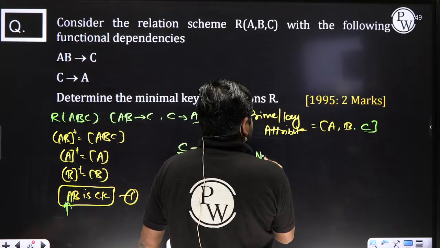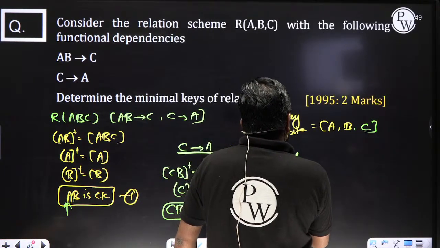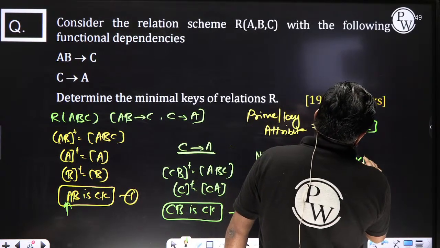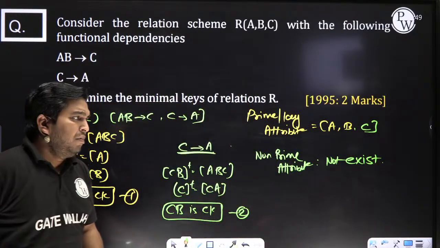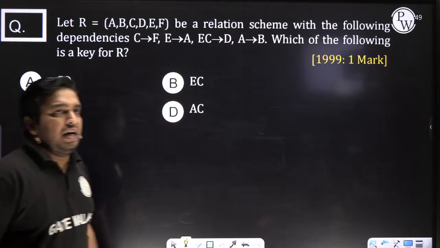If anyone asks about non-prime attributes, then you can say they do not exist. Non-prime, not exist. Clear, bacha? Next. This question was asked in ISRO also.